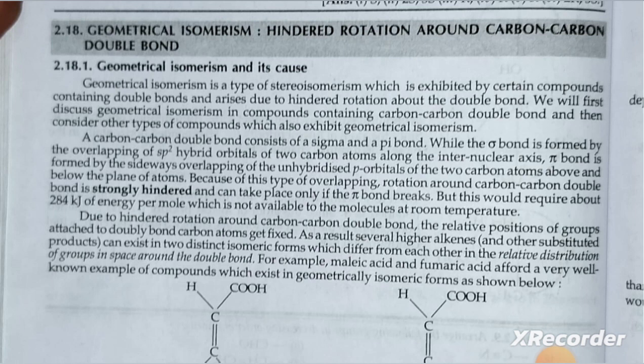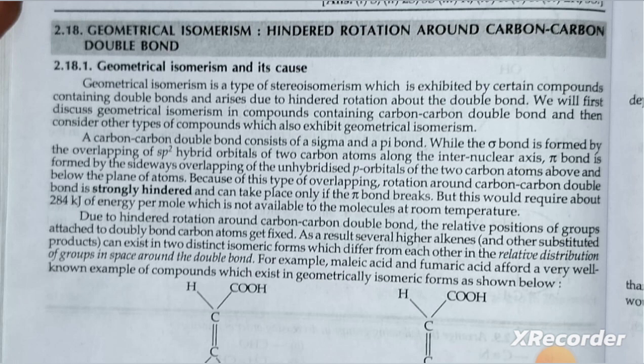Because of this type of overlapping, rotation around the carbon-carbon double bond is strongly hindered and can take place only if the pi bond breaks. But this would require about 284 kJ of energy per mole, which is not available to the molecule at room temperature. Due to the hindered rotation around the carbon-carbon double bond, the relative positions of groups attached to the doubly bonded carbon atoms get fixed. As a result, several higher alkenes and other substituted products can exist in two distinct isomeric forms which differ from each other in the relative distribution of groups in space around the double bond.